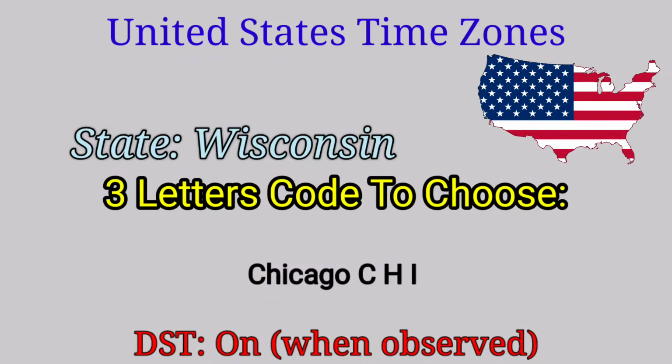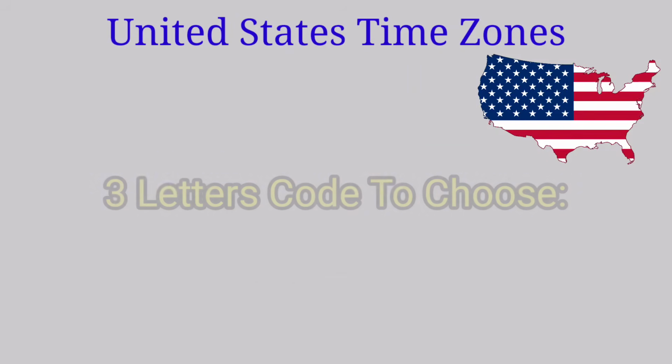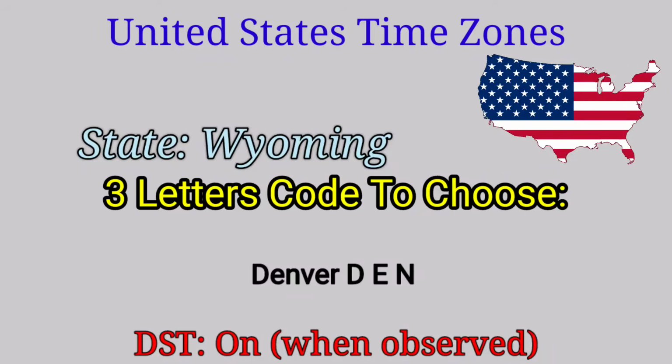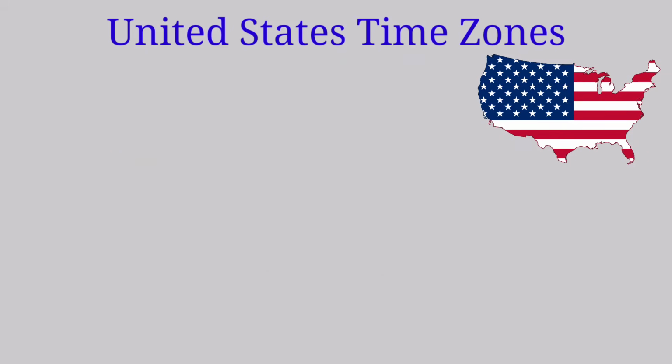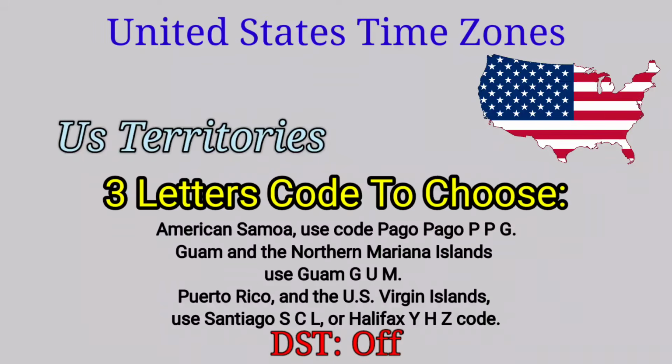Wisconsin is on Central Time. Use code Chicago CHI, irrespective wherever you are in the state. Finally, for the state of Wyoming, use code Denver DEN for the whole state. I have also included the 5 major U.S. territories. For American Samoa, use code Pago Pago PPG.